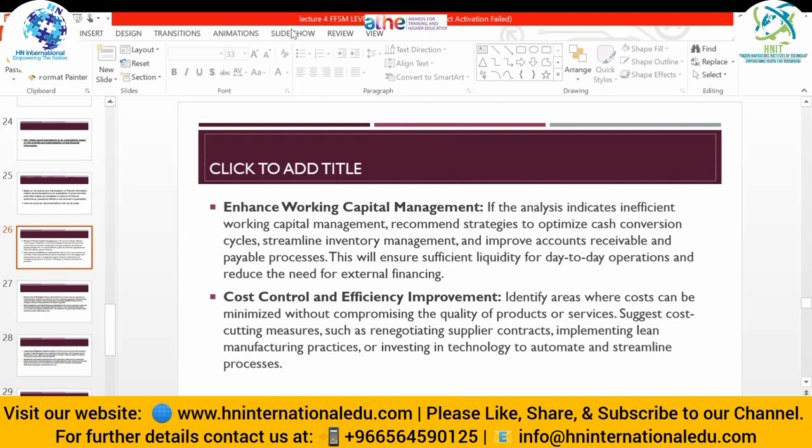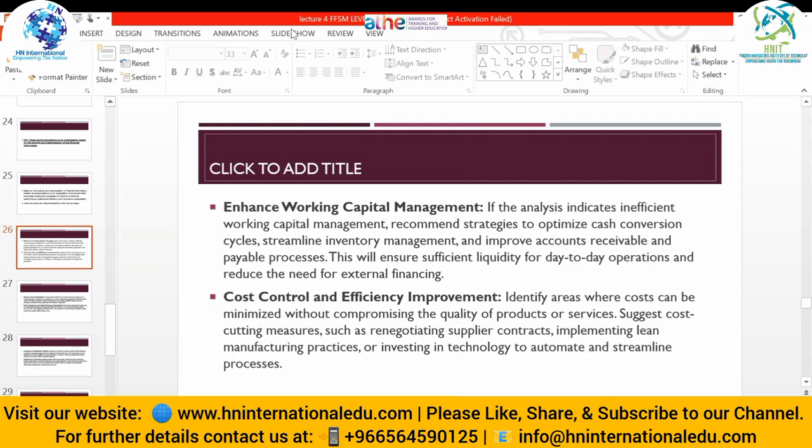Cost control and efficiency improvement. Identify areas where cost can be minimized without compromising the quality of products or services, such as renegotiating the supplier contracts. We always have a very crucial relationship with the supplier and the producer because as a producer, we don't pay the supplier on time. This has always been a long-history problem in this nation. That is why we're always having a liquidity problem with them.